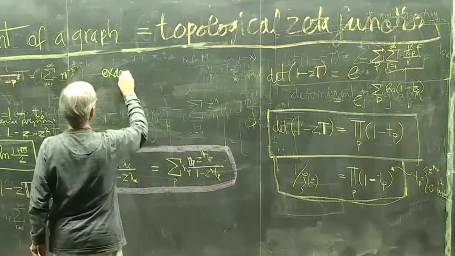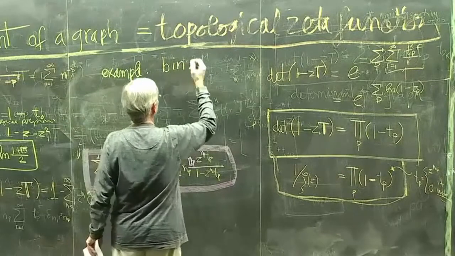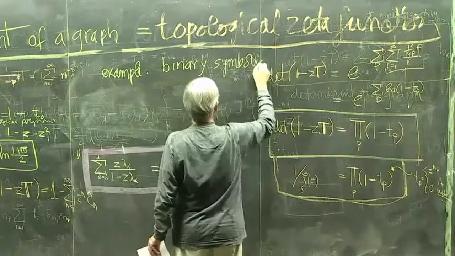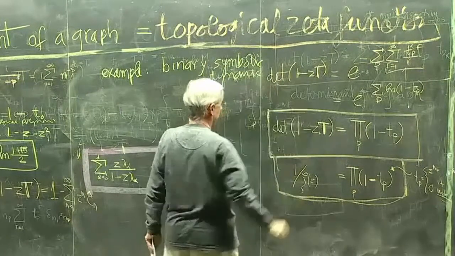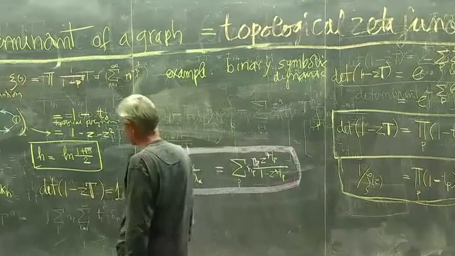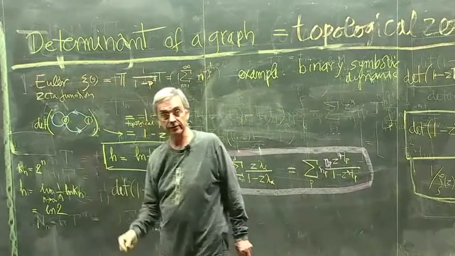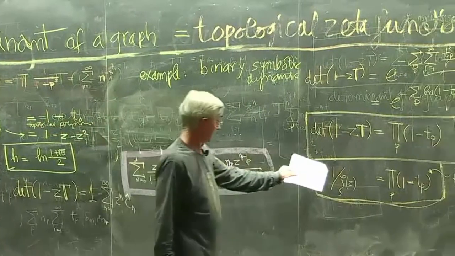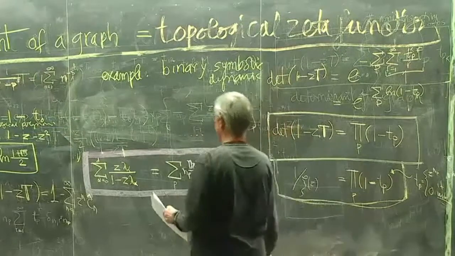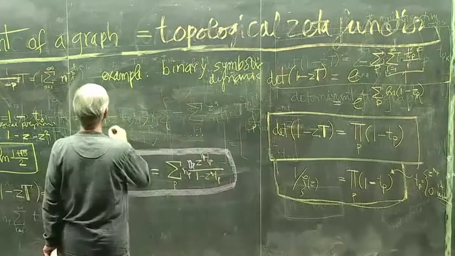Example, full binary. Now, how do we count the case where we know the answer, which was a logarithm of 2, from this totally mysterious and magical formula? Well, we first list the cycles.